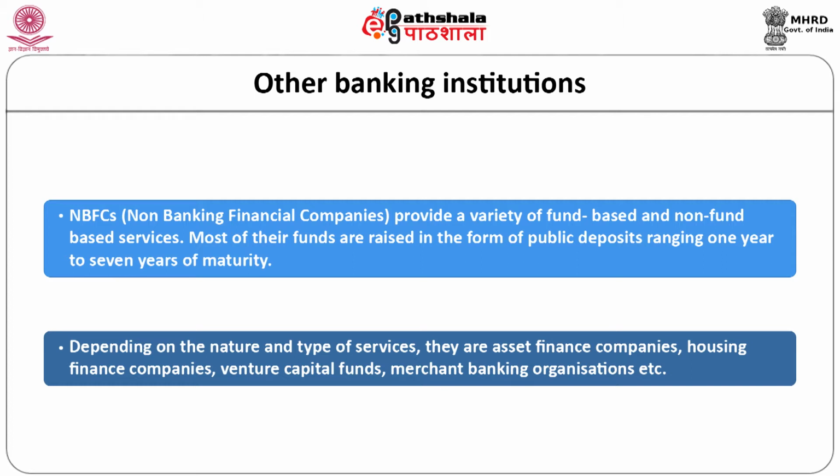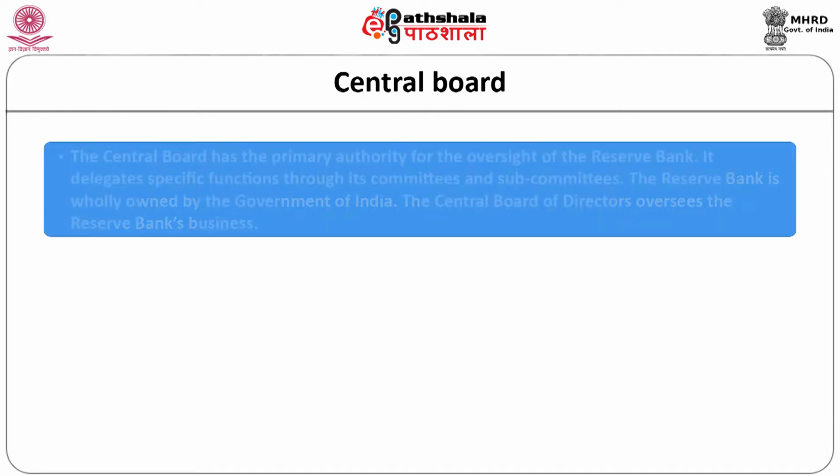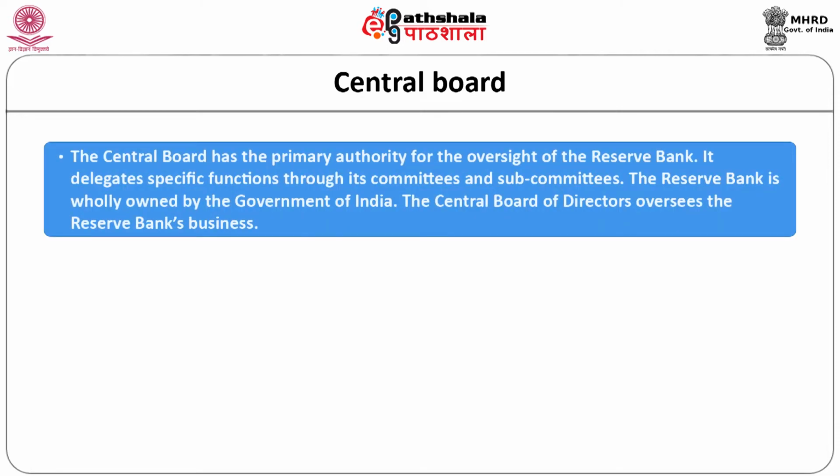Functions of the Central Board. The Central Board has primary authority for the oversight of the Reserve Bank. It delegates specific functions through its committees and subcommittees. The Reserve Bank is fully owned by the Government of India. The Central Board of Directors oversees the Reserve Bank's business. The Central Board of Directors by their members.